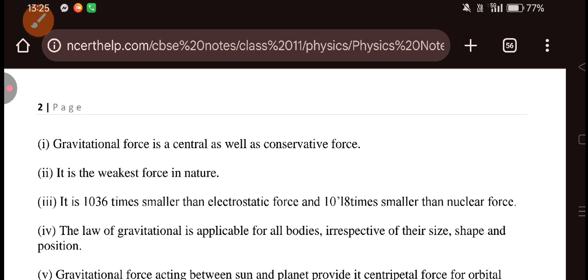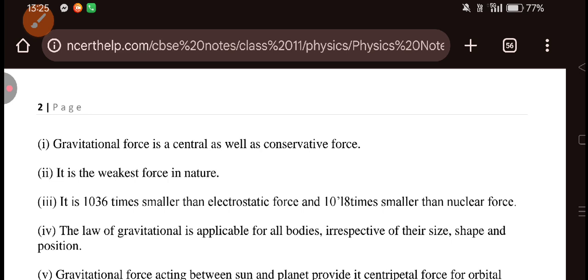This is a conservative force because it does not care about the actual path. Gravitational force doesn't care about the actual path. It will take only a straight line, which can be vertical or horizontal. Remember, it is a conservative force.